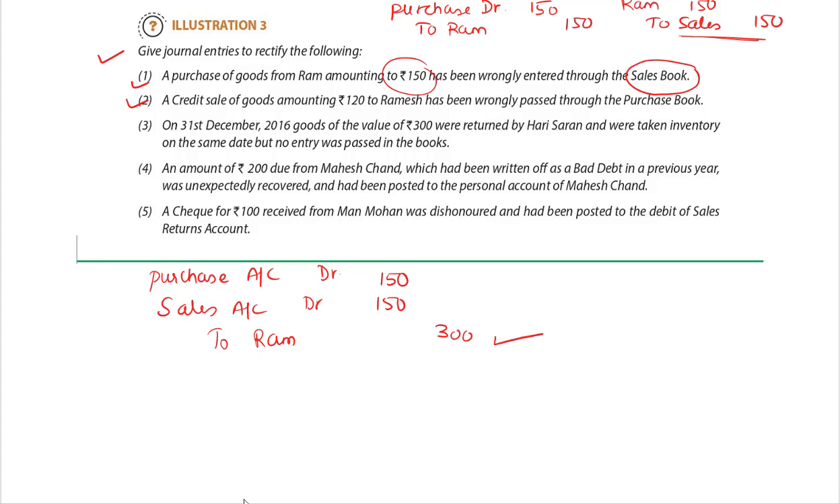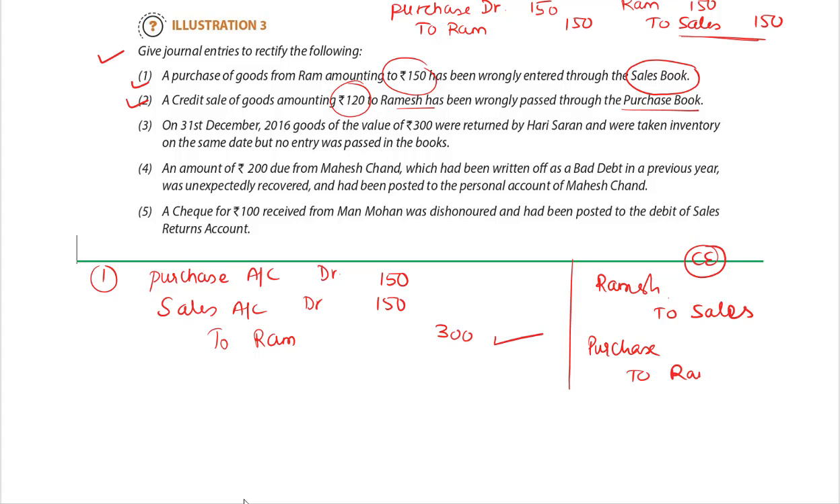It talks about a credit sale of goods amounting to 120 to Ramesh that has been wrongly passed through the purchase book. It is a credit sale of 120 to Ramesh, but that has been passed wrongly to the purchase book. The entry should be Ramesh to sales. Ramesh to sales would be the correct entry. What wrong entry had we passed? Purchase to Ramesh.